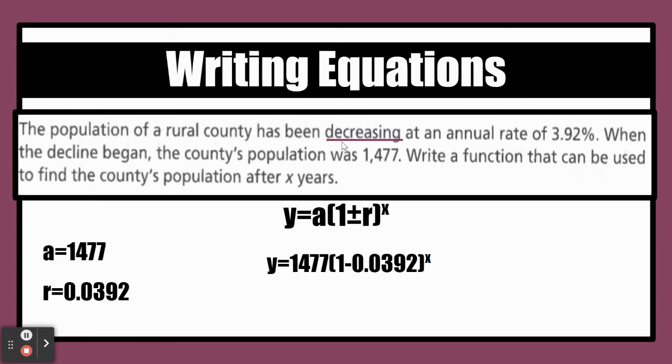Everything in the parentheses can be reduced, so I can subtract that. And my final equation is y is equal to 1,477 times 0.9608 raised to the x power. So this equation represents this word problem.